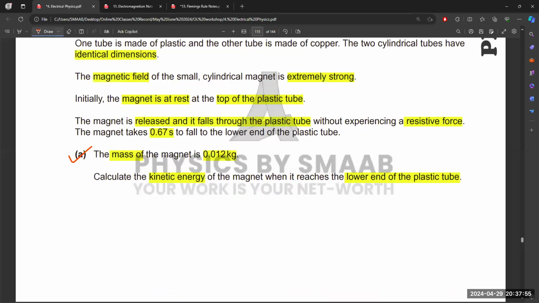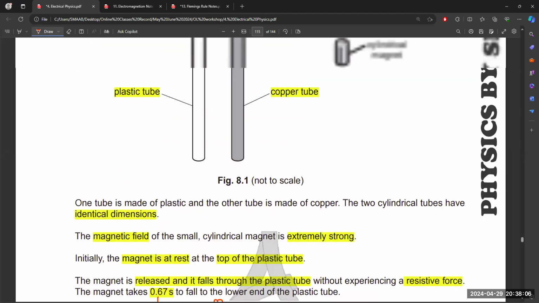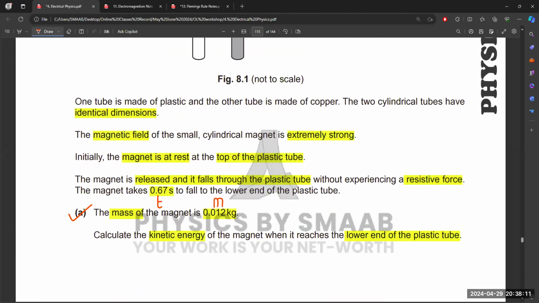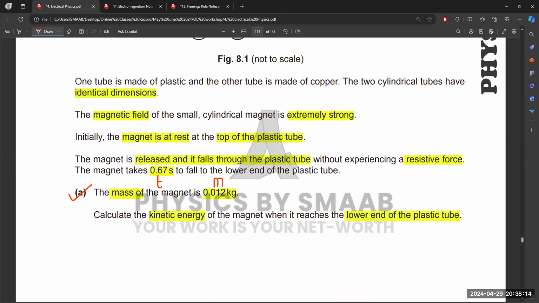We know that the formula of kinetic energy is equal to half mv squared. So we have mass, we have time, and yes, we have only these two values given in the question, mass and time. Distance is not given. Plus, the magnet is released and it falls through the plastic tube without experiencing a resistive force. So there is zero resistive force, right? So resistive force is zero.